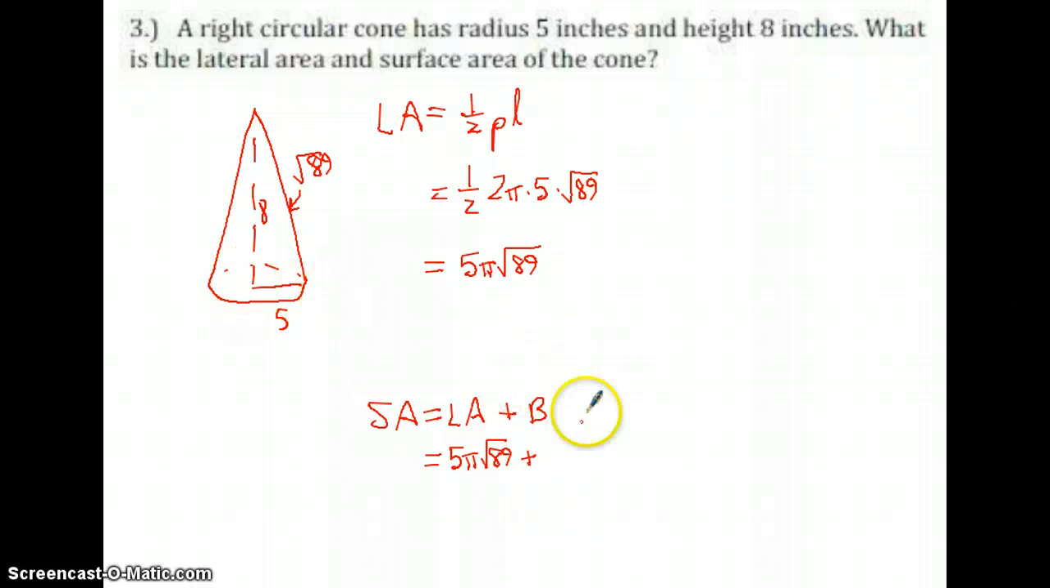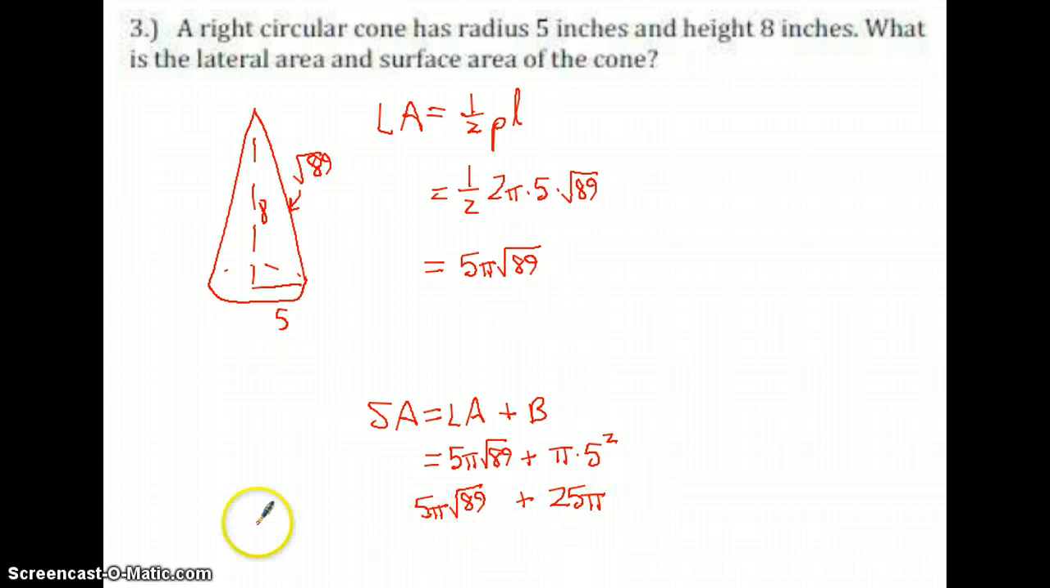Okay. Plus area of base pi r squared, which is just 25 pi. I have 25 pi plus 5 pi square root of 89. I really can't add these. I guess I could factor out a 5 pi and say this is square root of 89 plus 5, but that's not worth explaining. We'll just stop here.